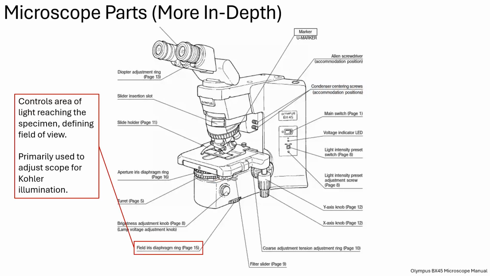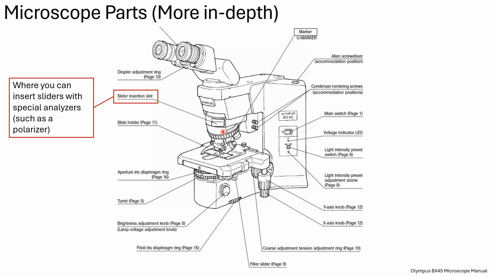The field iris diaphragm ring is typically located on the lower right side of the scope base. This controls the area of light reaching the specimen, which defines the field of view. It's primarily used during the Kohler illumination procedure, which you will be learning later in this presentation.